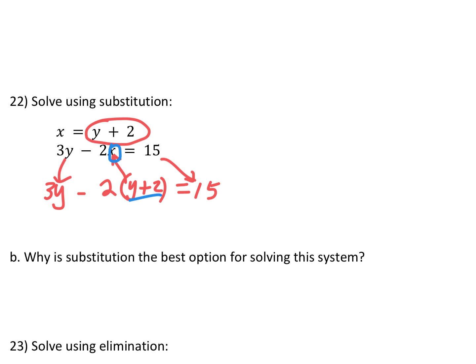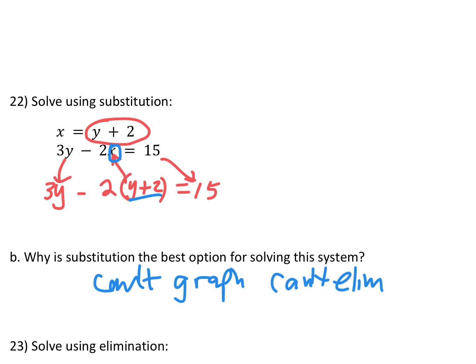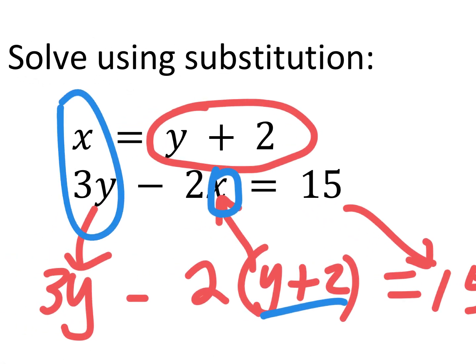Because you can't do the other ones. Because you can't graph. Why can't you graph? Because they're not y equals. And you can't do the other one, which is called eliminate. The reason you can't eliminate is these aren't going to cancel each other off. They're not even the same. They're not in the same order.